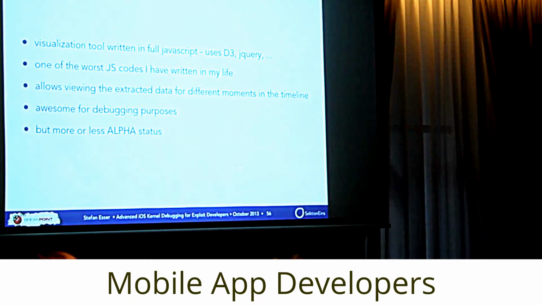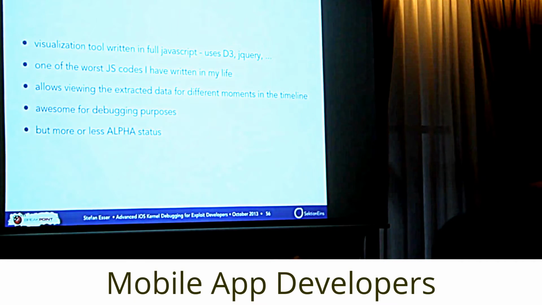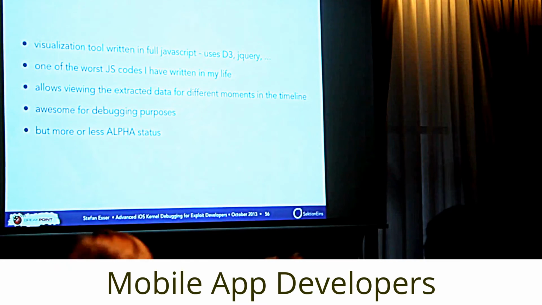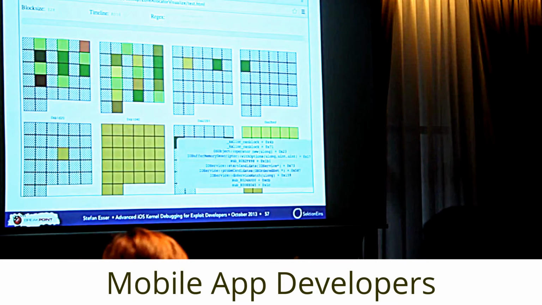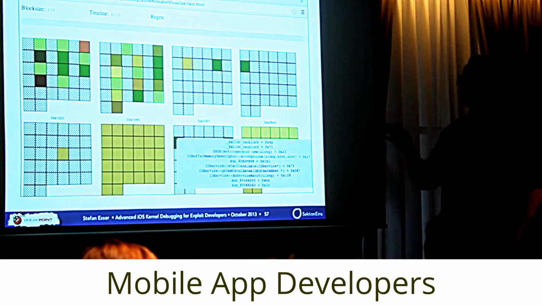It's really awesome when creating a kernel exploit because suddenly, for example, you don't understand why your exploit is not working, and you feed it to the heap visualization tool, and then you see, wait a second, why is this block allocated that's not supposed to be there? And then you can basically see who allocated it, and then you can change your kernel exploit.